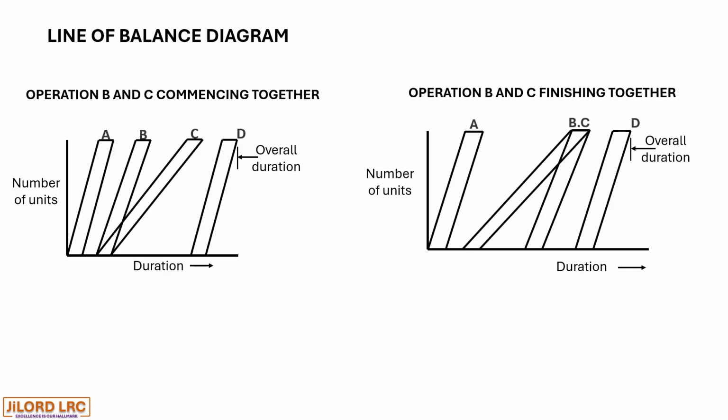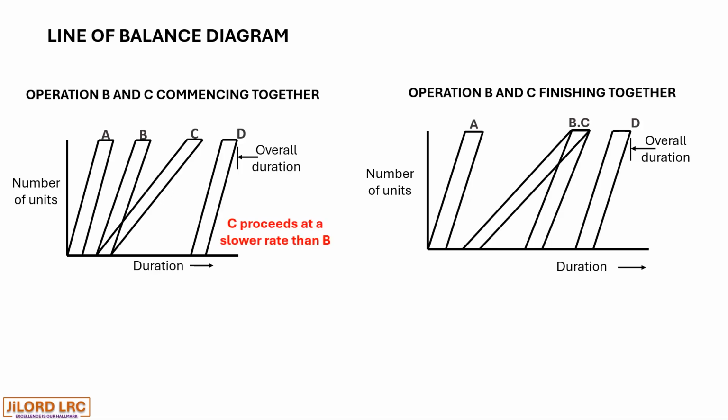In this case, operation B moved at a slower rate, whereas operation C moved at a faster rate, but both of them overlapped and completed on the same day.